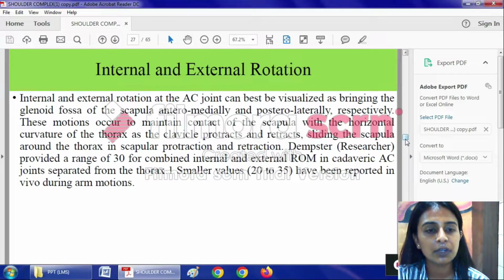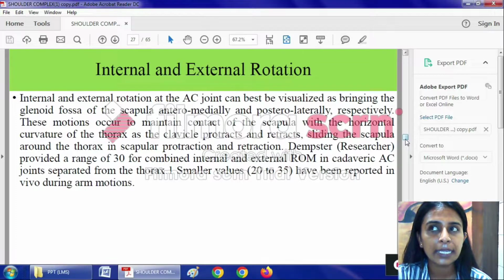Internal and external rotation at the AC joint can best be visualized as bringing the glenoid fossa of the scapula anterior-medially and posterior-laterally respectively. These motions occur to maintain contact of the scapula with the horizontal curvature of the thorax as the clavicle protracts and retracts, sliding the scapula around the thorax in scapular protraction and retraction.